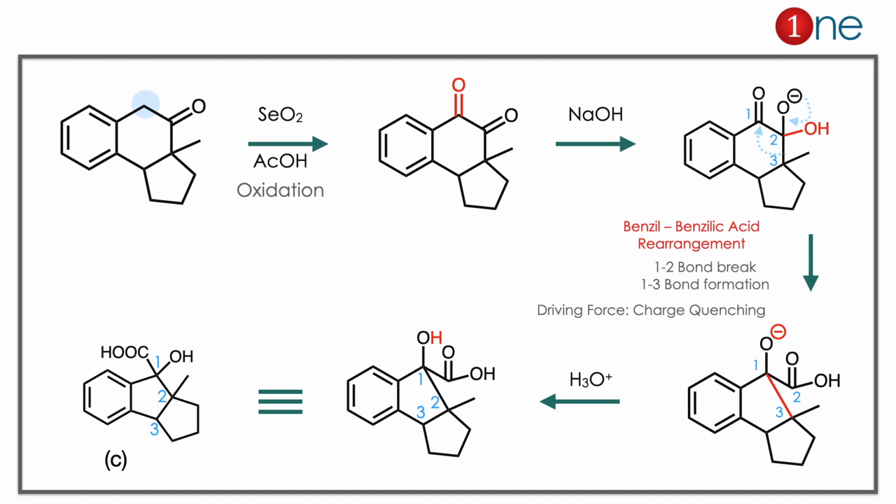Here you have to learn two important things. One is benzilic acid rearrangement. If you see a diketone with base, you might think of benzilic acid rearrangement. There will be a carbon shift from one position to another position to quench the charges. The second thing is selenium dioxide. Selenium dioxide oxidizes the alpha carbon and forms the diketone. It's a special kind of oxidation, the Riley oxidation.